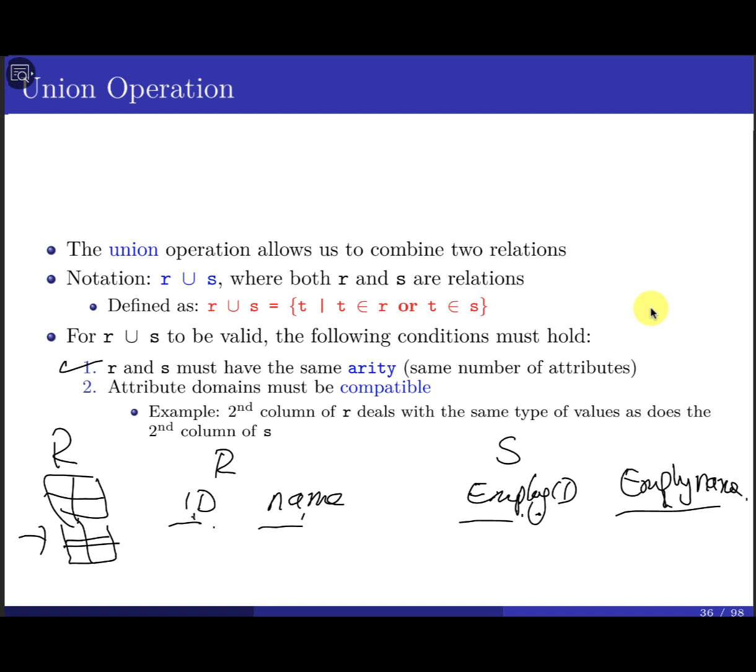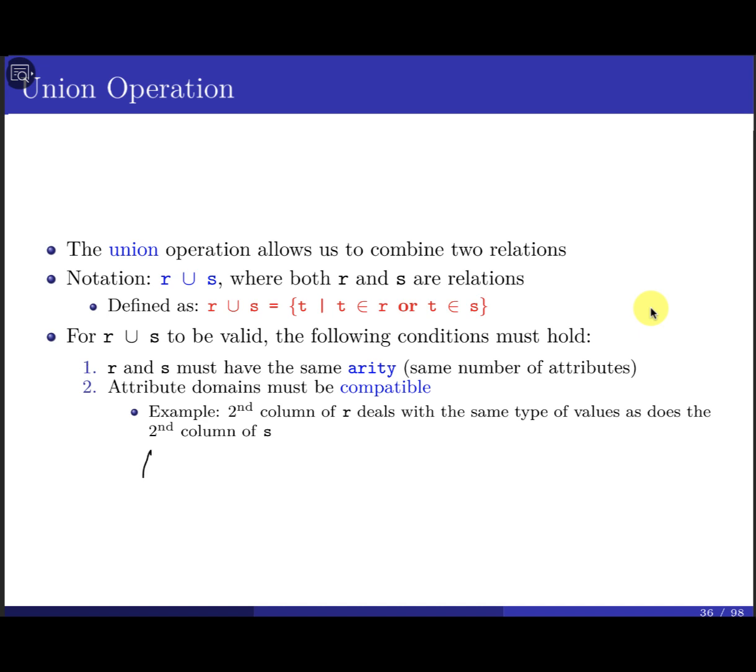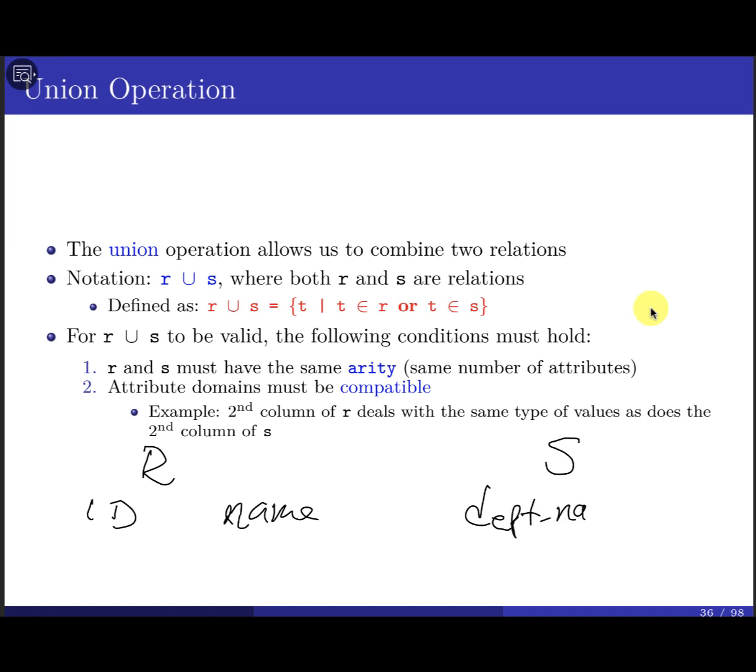I suppose I leave R as ID and name. And the relation S is gonna contain information. Let's try to have weird information: department name, building. Can I perform union between them here? The first condition is okay. The same number of attributes, both of them is fine.